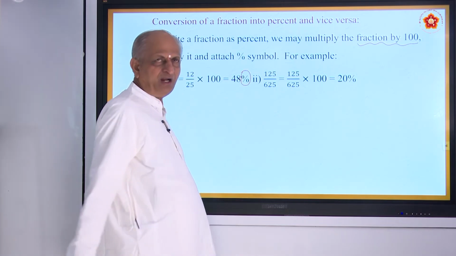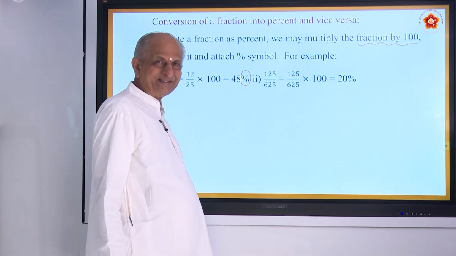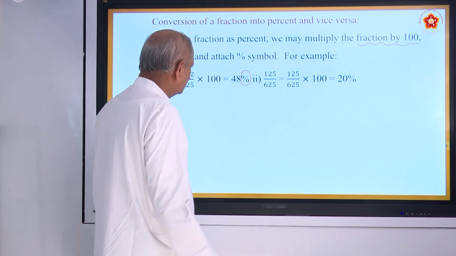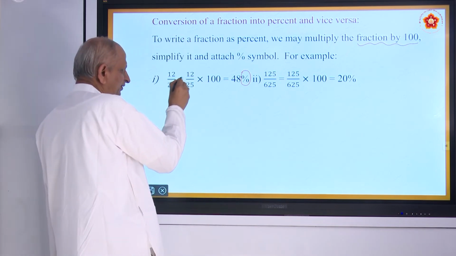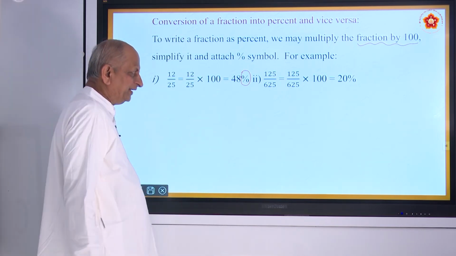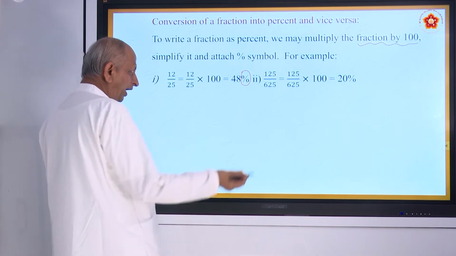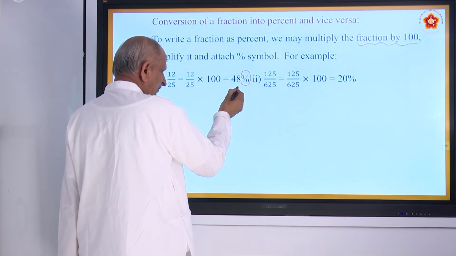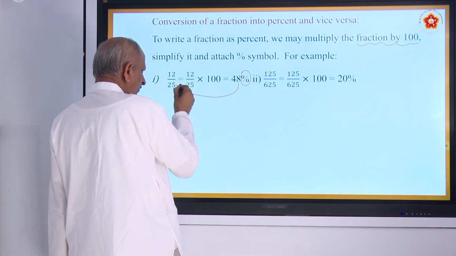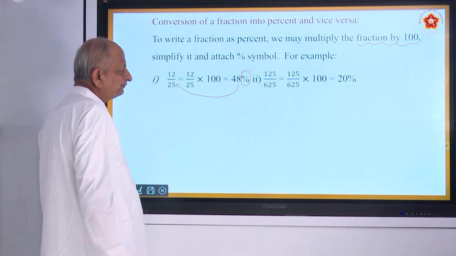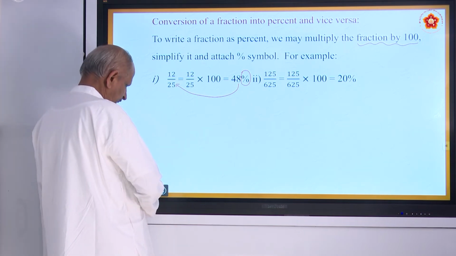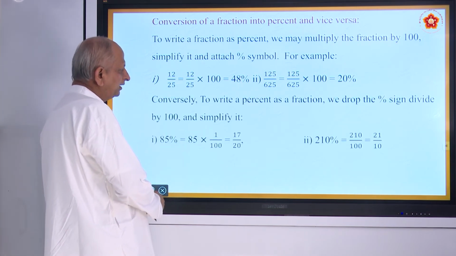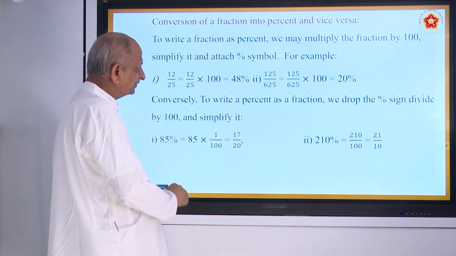What is this symbol called? Percent symbol. So 12 by 25 is nothing but 48%, or 48% is nothing but 12 by 25. Okay. And we'll take one converse of this.